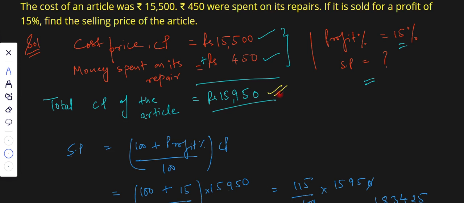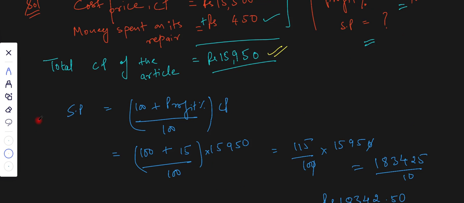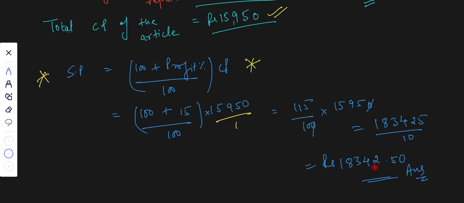Now, even after investing 15,950, he incurred a profit of 15%. So I applied one formula here that I have already explained to you, a very important formula: SP is equal to (100 plus profit percent) divided by 100, into CP. So profit percent is 15%, so 115 divided by 100 multiplied by 15,950. So 18,342 rupees 50 paisa is the SP of that article.